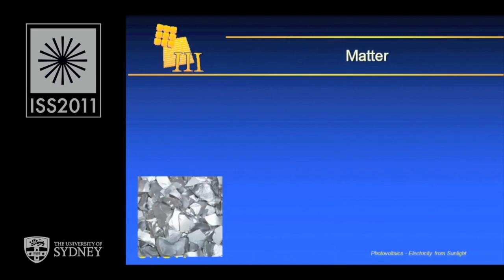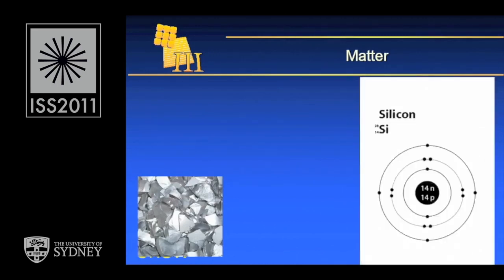Okay, matter, and this is the silicon. The development of quantum mechanics allowed a more complete understanding of the nature of materials like silicon, and this is the picture that we now have of silicon. It has a core with 14 protons and neutrons, and then it has the electrons, 14 electrons, circulating around outside the core.